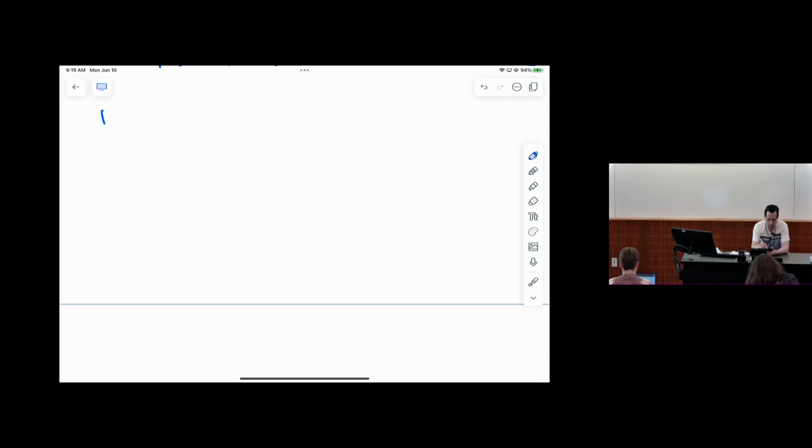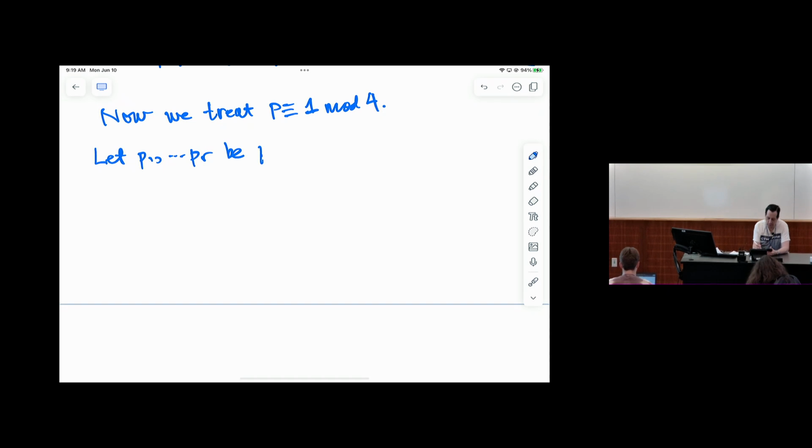Okay, so what's going to happen in this case? It'll start off in the same way. So we'll let P1 through PR be primes that are 1 mod 4.